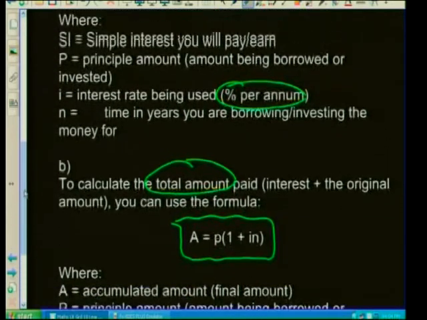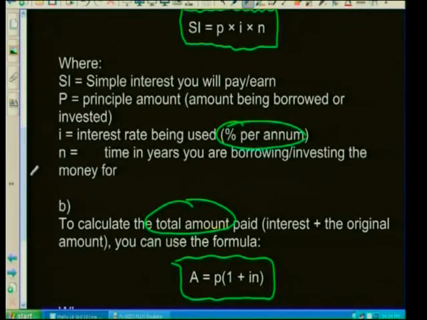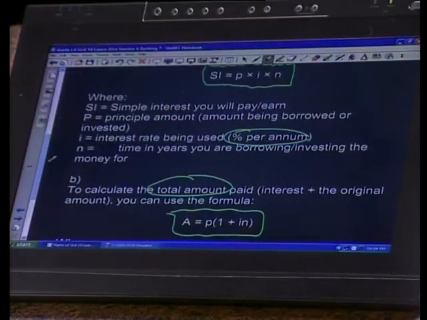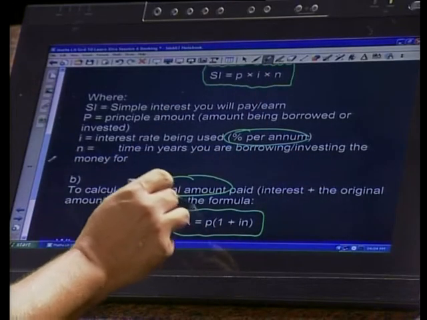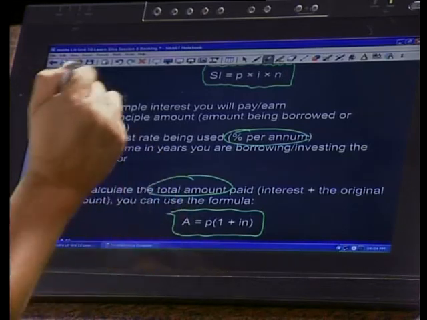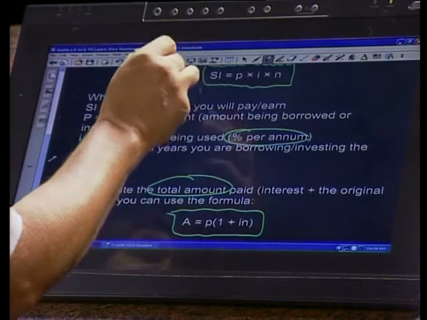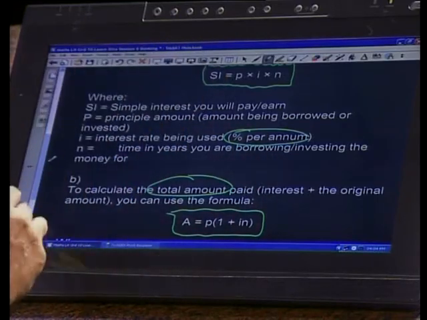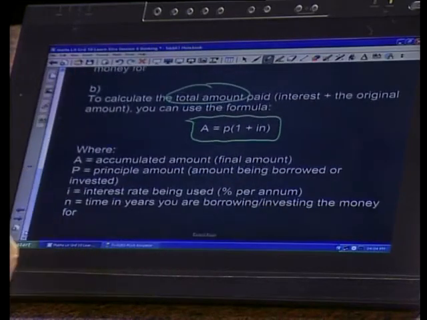So these formulas are pretty much similar, in the sense that they both have a P, they both have an I, and they both have an N. But this one has got an A, meaning the money that I put in the bank plus the interest, and this is just the interest I'm going to earn. I think the best way to get this into our heads is by looking at an example. So let's do that. So here's an example.